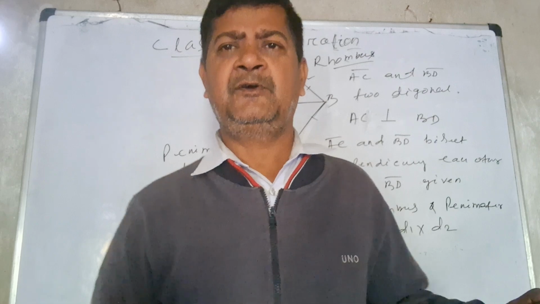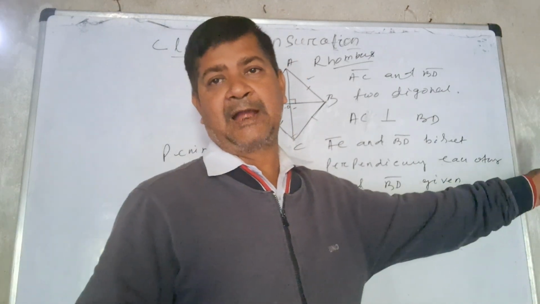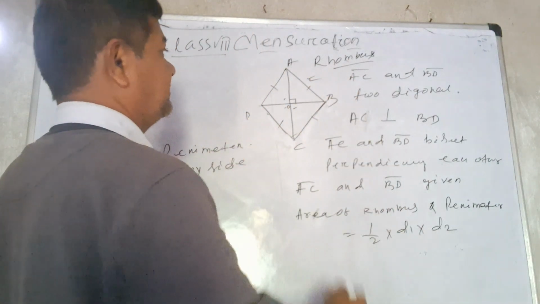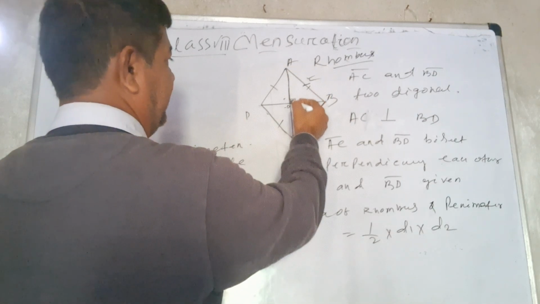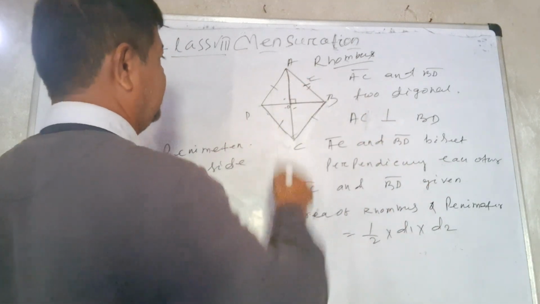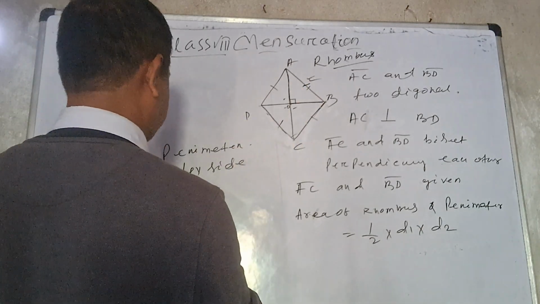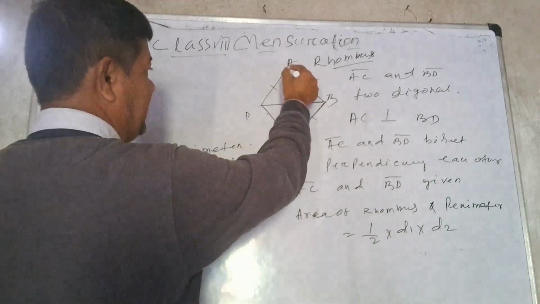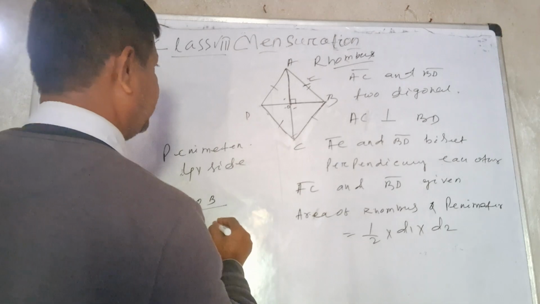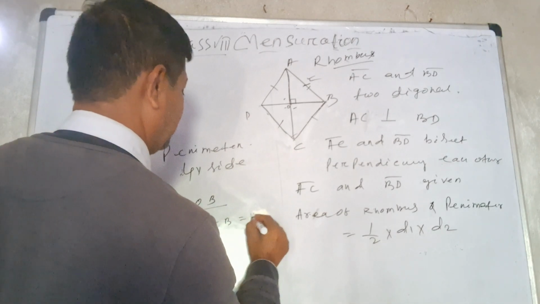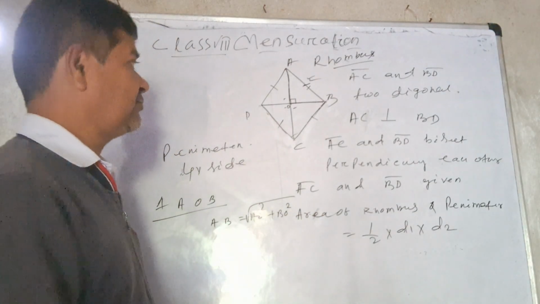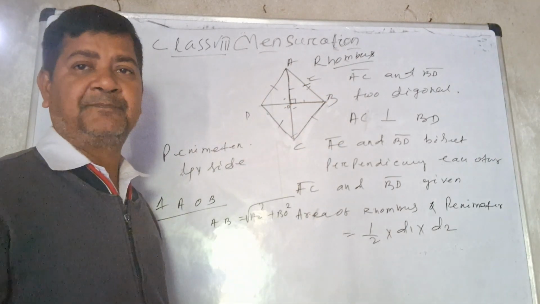How to find the perimeter? First, you will find the side of this rhombus. This is your side, the hypotenuse. If you find AO and BO first, then you will be able to find the value of AB. Because in triangle AOB, it is a right angle triangle. Triangle AOB, AB equal to root over A O square plus B O square.